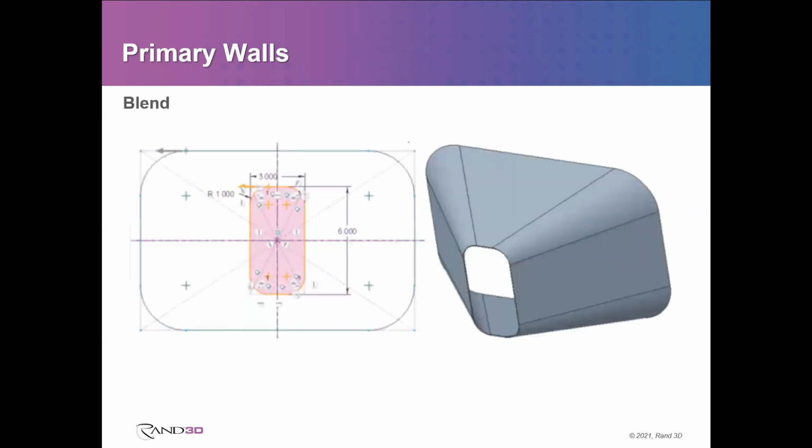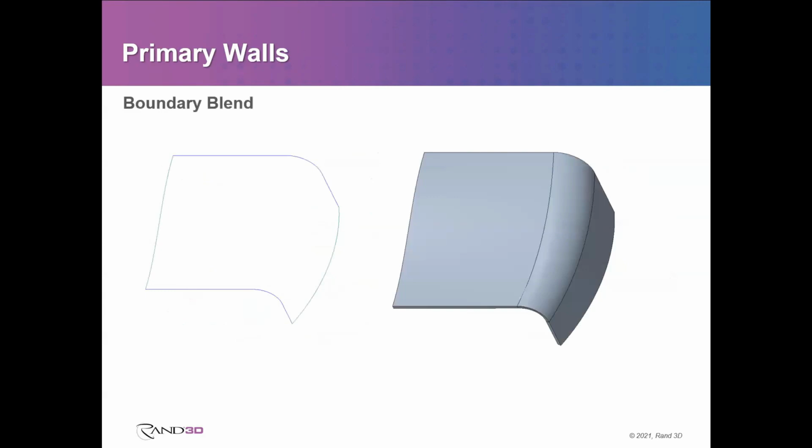You could also do a blended wall. So again, here they've got multiple sections. They're going to start at a large rectangle, and they're going to blend to a smaller one to create the wall. It would work almost identical to a regular solid blend, but it's just going to build a sheet metal wall instead. And then you also could potentially do a boundary blend. Now, a boundary blend is where you would have to lay out curves that give you the shape of what you want to create.